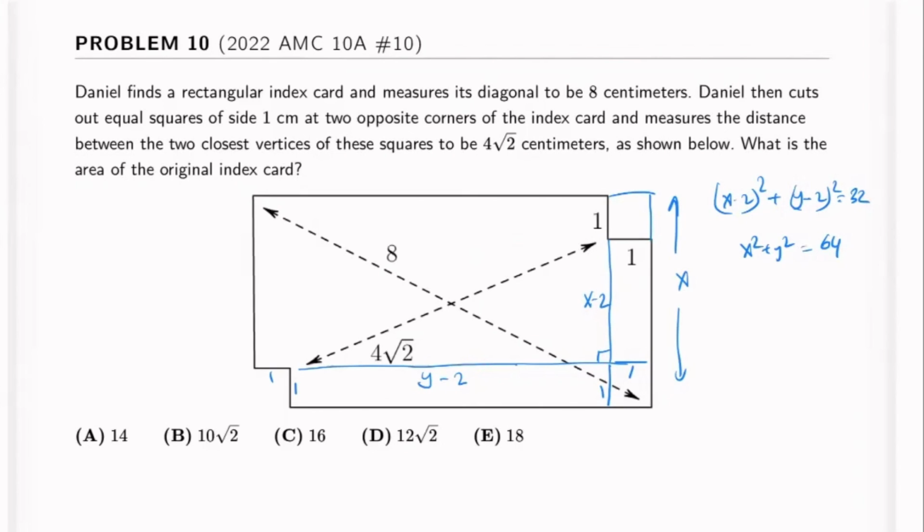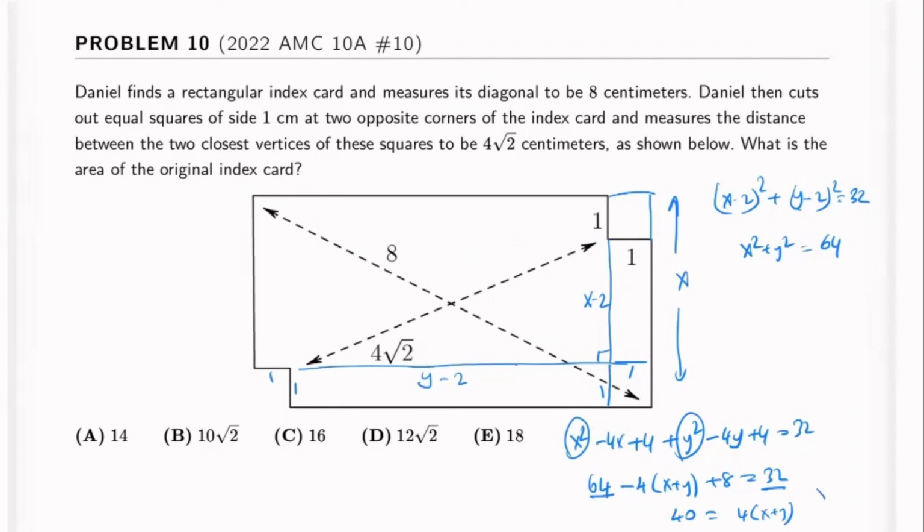If I expand the first equation, I will end up getting x squared minus 4x plus 4 plus y squared minus 4y plus 4 equals 32. And I do know the sum of x squared and y squared is 64, so I can replace that. Then you got negative 4x and negative 4y, so negative 4 times x plus y. And then plus 4 plus 4 is 8, so you got 64 minus 4 times x plus y plus 8 equals 32. I can subtract 32 from both sides, that's 32 plus 8 is 40. So you got 40 equals 4 times x plus y, meaning that x plus y is just 10. Okay, so that is something, but that's not what we are looking for.